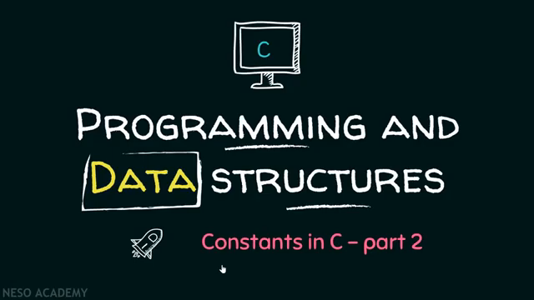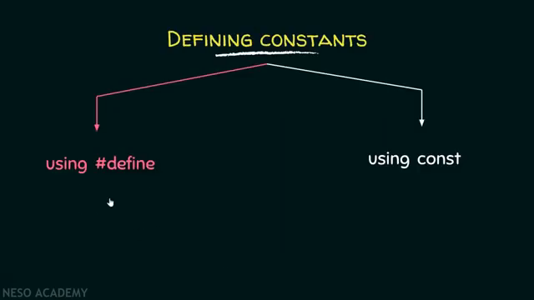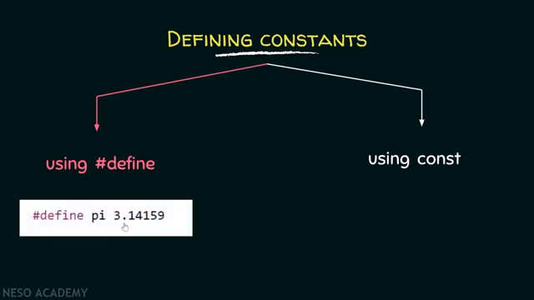Now we continue our discussion on constants in C. How to define constants? We already know how to define constants using hash define. We would be able to define constants like, for example, 3.14159, which is a famous irrational number called pi. We would be able to use this irrational number in our code by simply using a macro name associated with it by using hash define.